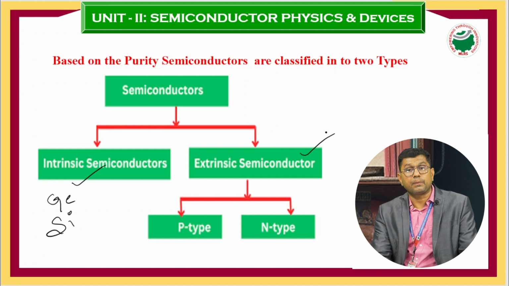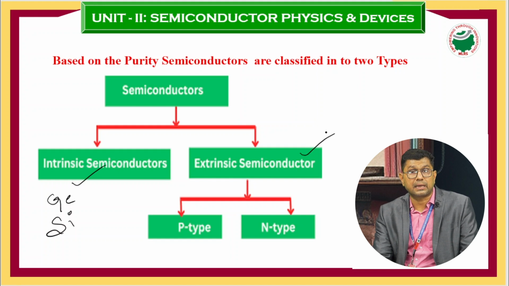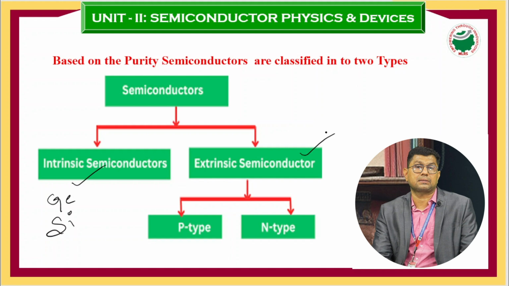Based on purity, we classify semiconductors into two types: intrinsic semiconductors and extrinsic semiconductors. Extrinsic semiconductors are again classified into two categories, P-type semiconductor and N-type semiconductor. In further videos we will discuss how we obtain P-type and N-type semiconductors. Now we'll primarily focus on intrinsic semiconductors.